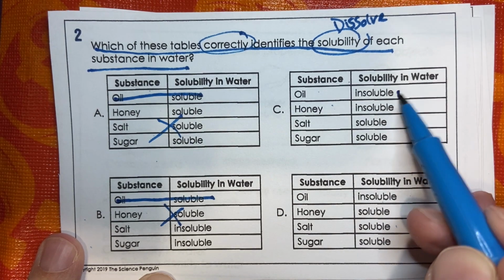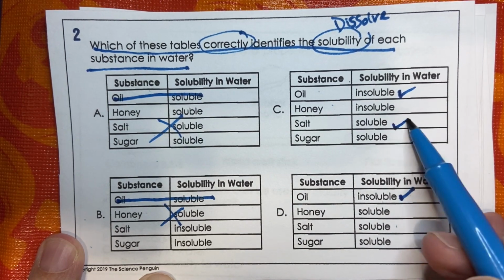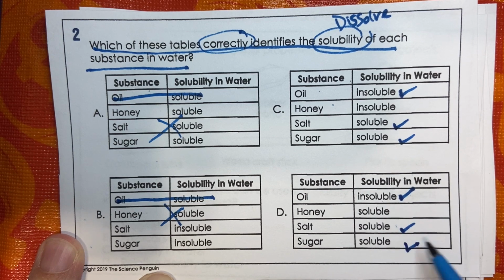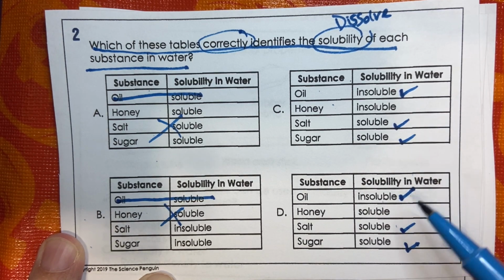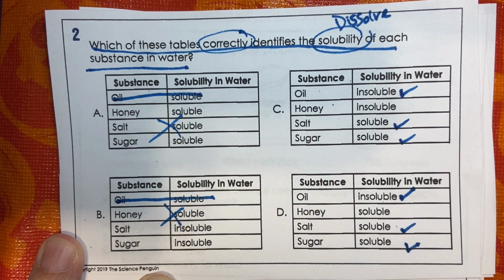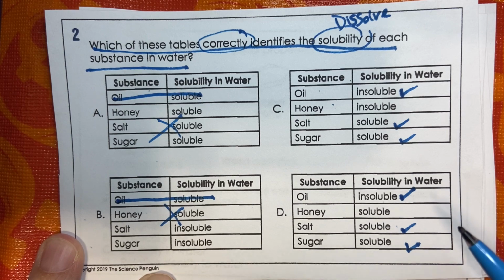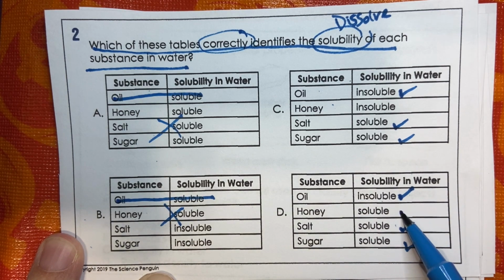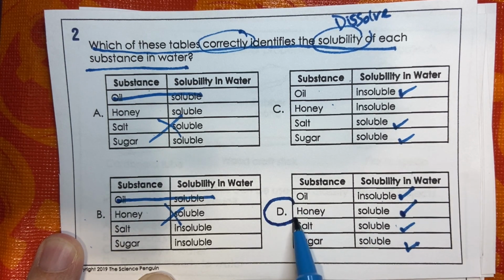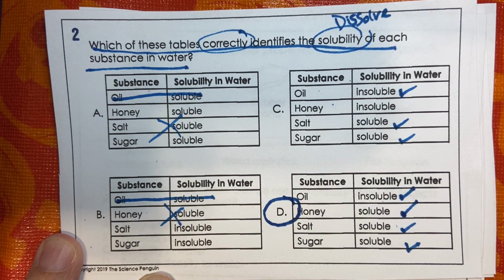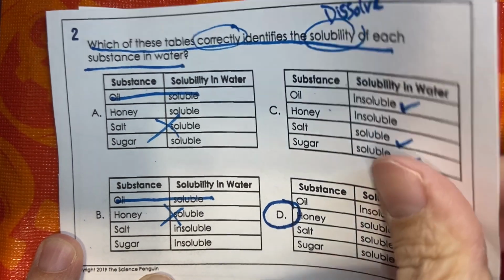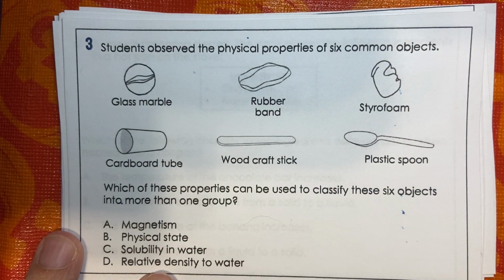So both of these say oil is insoluble, and they both say salt and sugar are soluble. So the difference between answer C and answer D is the honey. And we did this in class, right? On Thursday before you guys went on your holiday break, the last time I got to see you. I actually did put honey in water and I stirred it up and it was soluble. It did dissolve. So that means that the correct answer here is going to be answer choice D. Number 2 was D.